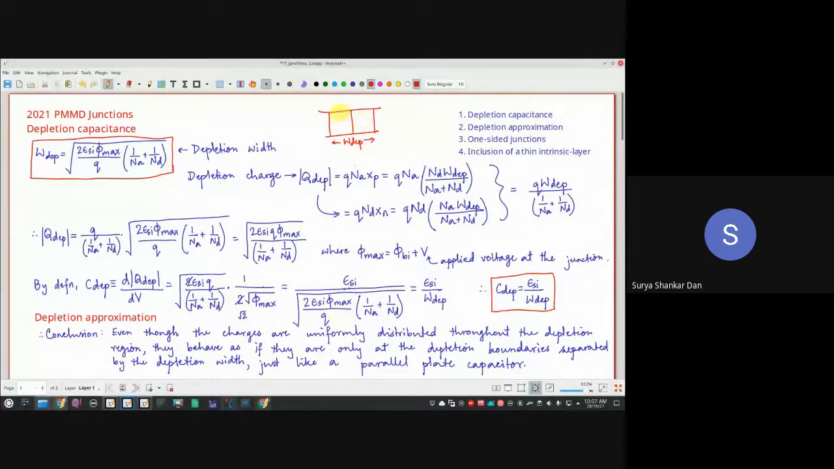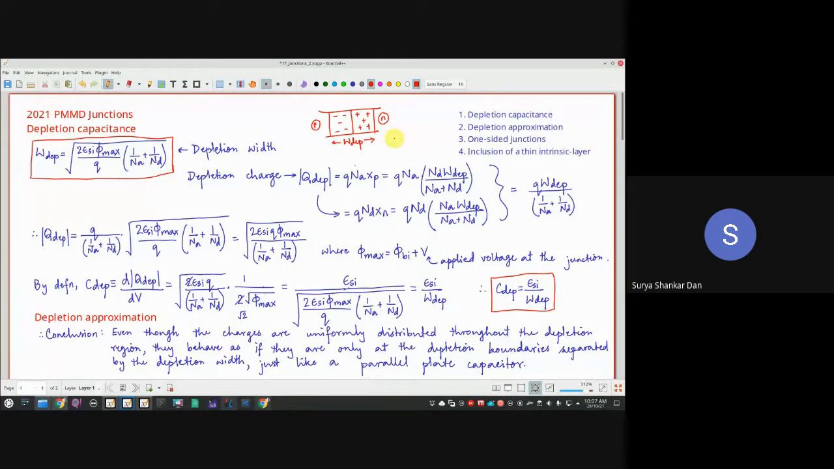If this is the p-type region, they are going to have negative charges, and here in the n-type region we are going to have positive charges, an equal number of positive and negative charges. So the entire junction is essentially electrically neutral. That is what we studied last class.